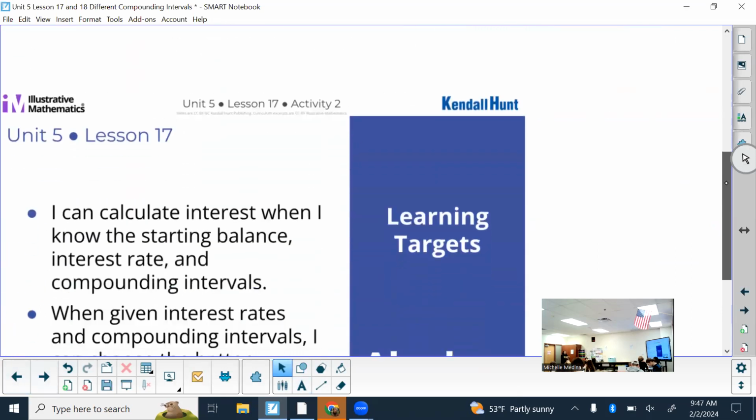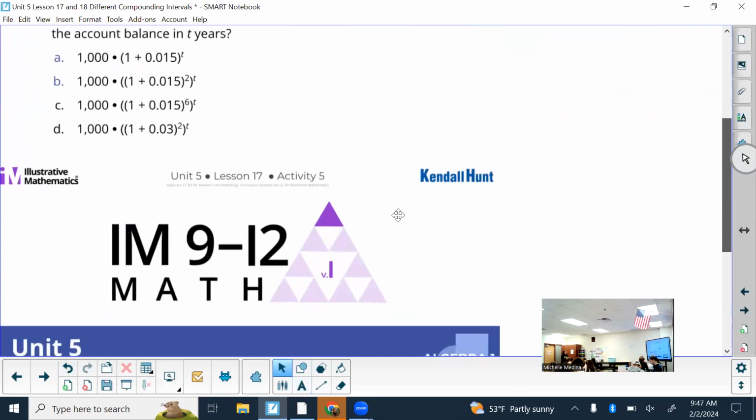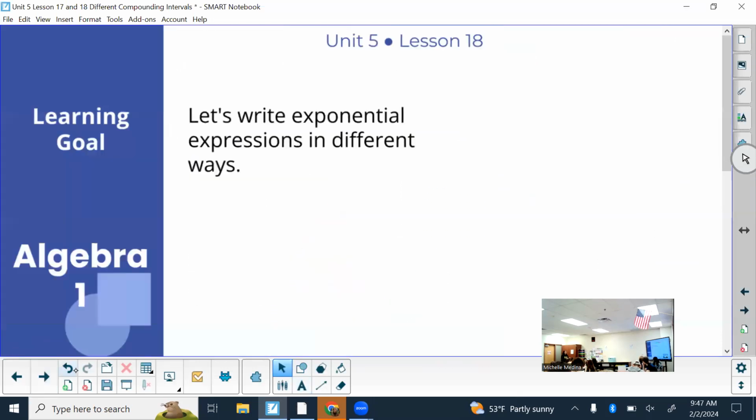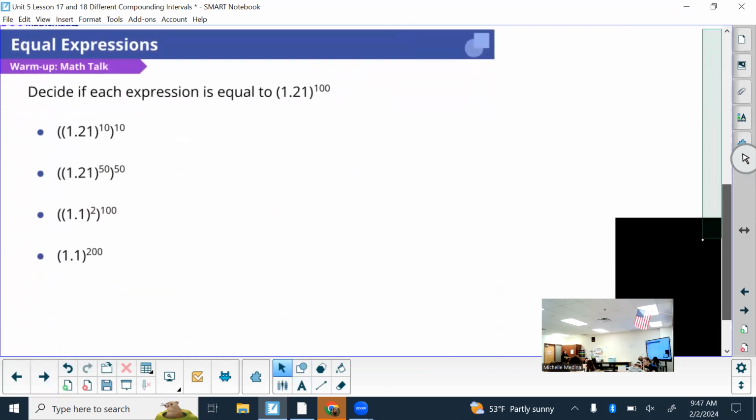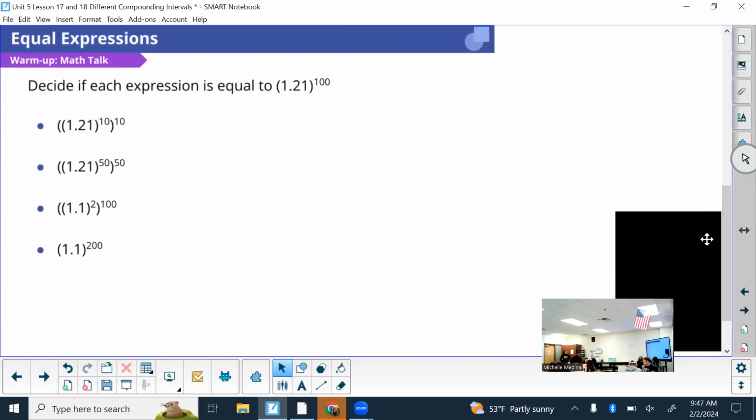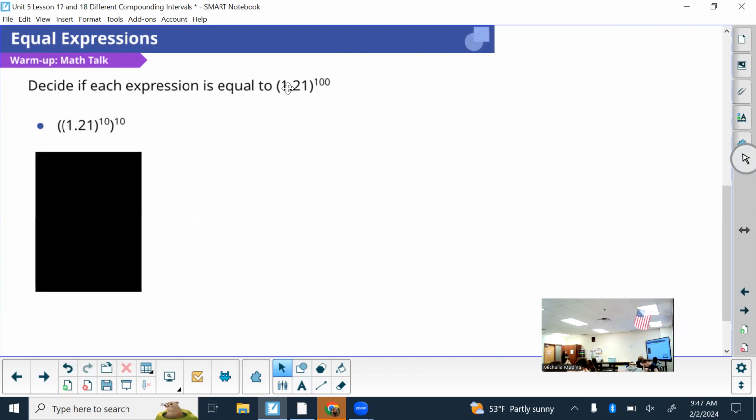We're gonna skip ahead to the warm-up that's on the back side, just because the one on the front side is just a bit too much of the same. We want some different stuff going on. So look at lesson 18, which is on the back side. We're gonna decide if each expression is equivalent to 1.21 to the 100th power.